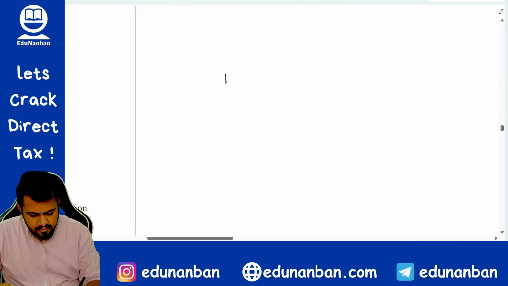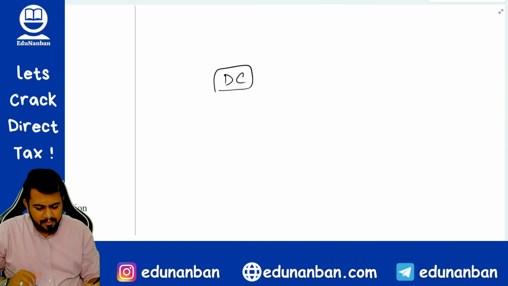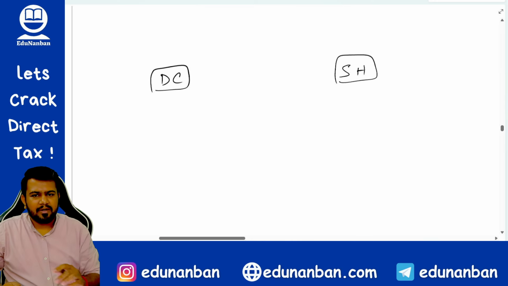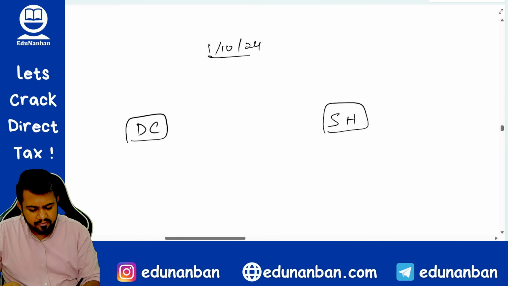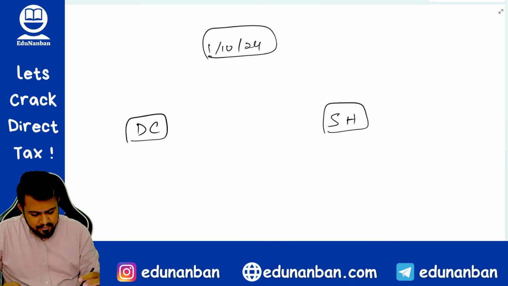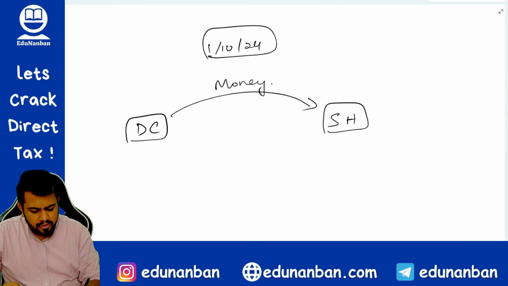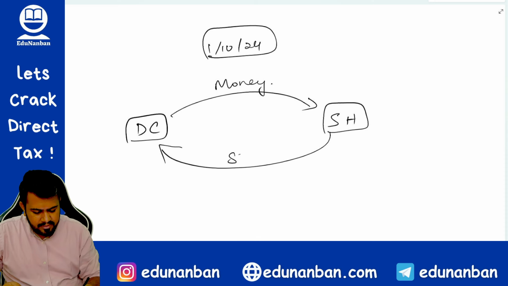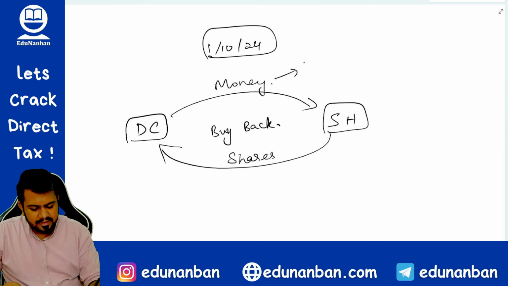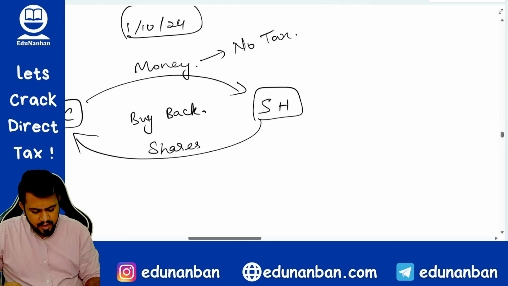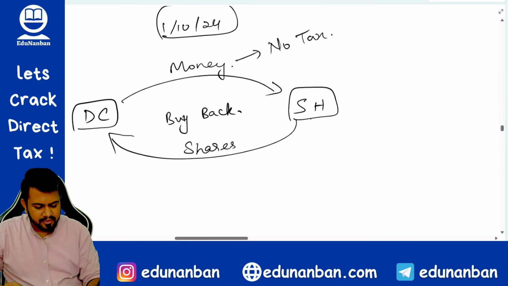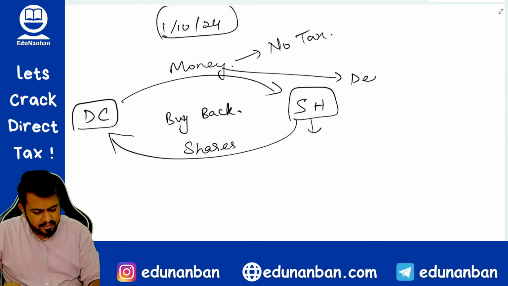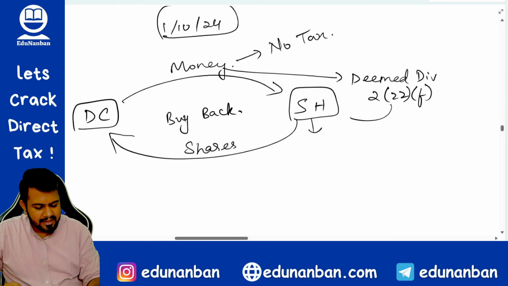Listen here. Let's say DC is a domestic company, okay, and SH is the shareholder. Now we are talking from 1/10/2024 onwards. What will happen? From 1/10/2024 onwards, let's say DC gave money to the shareholder. Shareholder gave back the shares. So this is only buyback, correct? Now in this money, there earlier used to be tax of 23.296%. Now there is no tax. Correct? Now the shares are given to DC for which the money is received. So this money is treated as deemed dividend under section 2(22)(f) under income from other sources in the hands of shareholders.